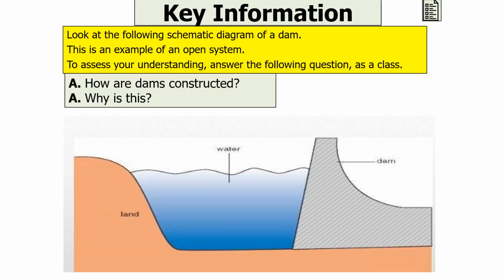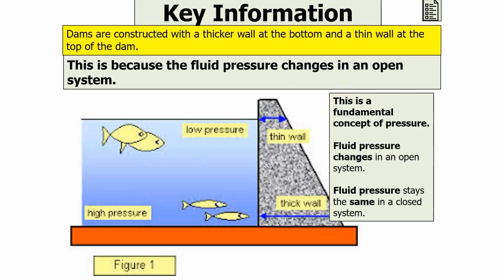Now, look at the following schematic diagram of a dam. This is an example of an open system of a fluid. So think about the following: how are dams constructed and why is this? If you look at the picture, you'll notice that dams are constructed with a thicker wall at the bottom and a thin wall at the top of the dam.